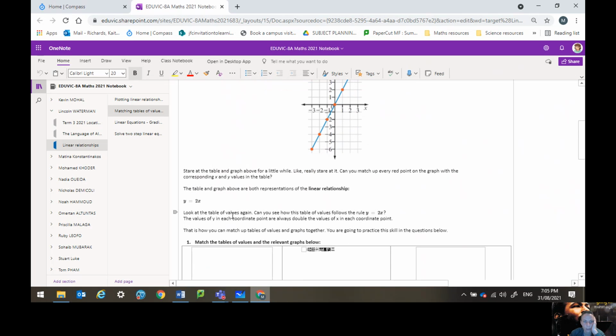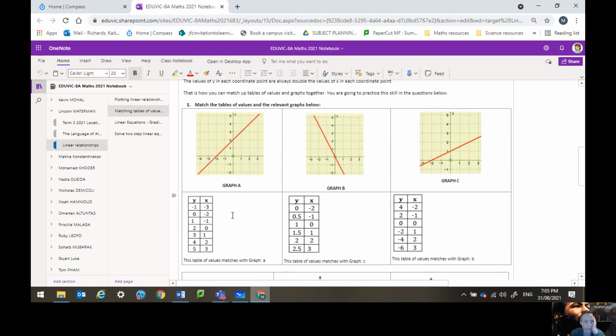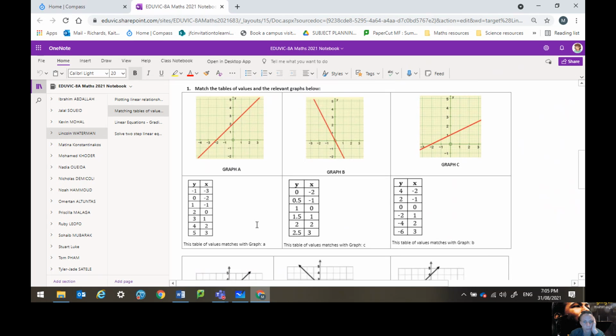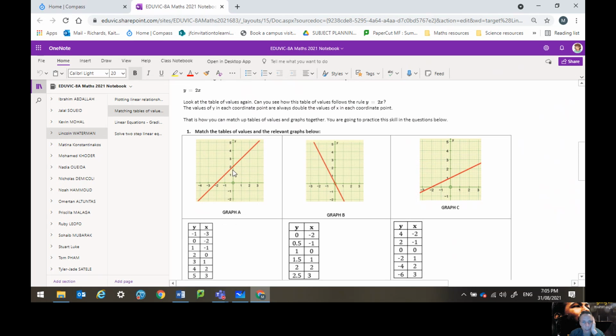Alrighty. So like I said, I'm going to jump down to one of these examples here. Now, this is Lincoln's sheet, but that's okay. We can learn from what Lincoln's done already. So match the table of values and the relevant graphs below. I'm going to show you the quick way to do this. The easiest one is to look at where x is 0 and therefore what y is.